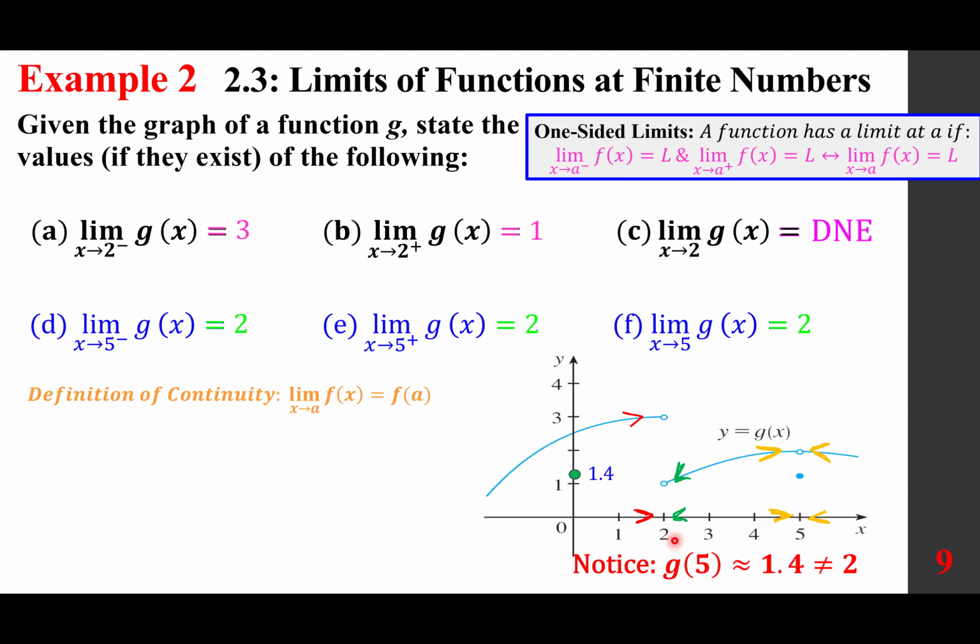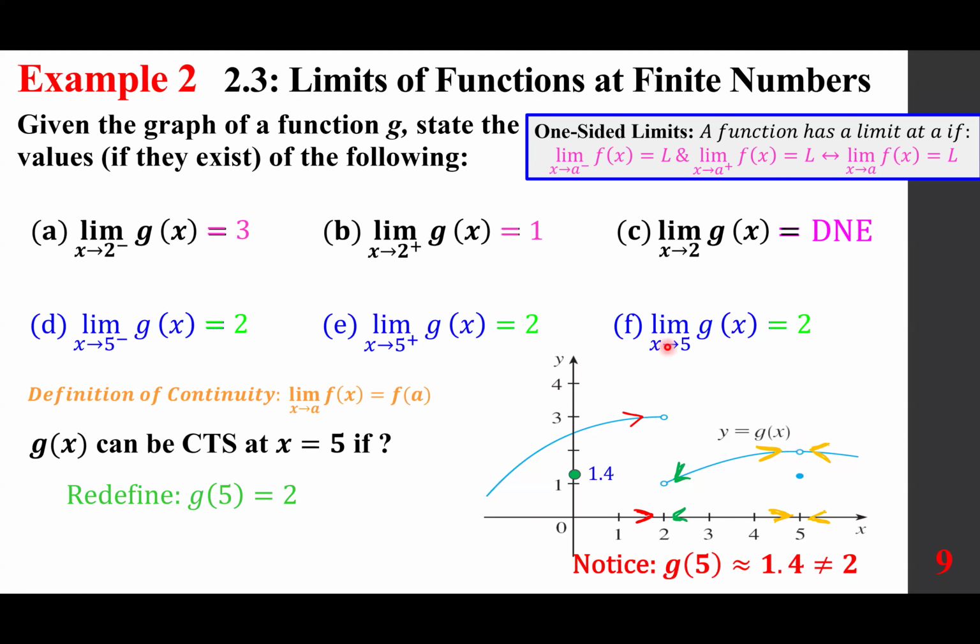However, at 5, you have only one problem. The functional value is different. So we can fix it. This is called removable discontinuity. g of x can be continuous at x equals 5 if we redefine the functional value g of 5 to be 2. In other words, if we move this and make it here, that's all.